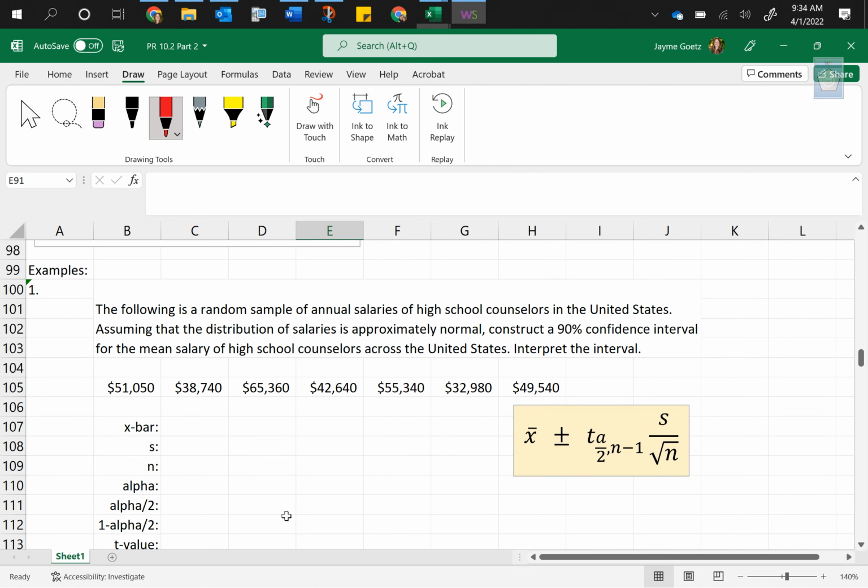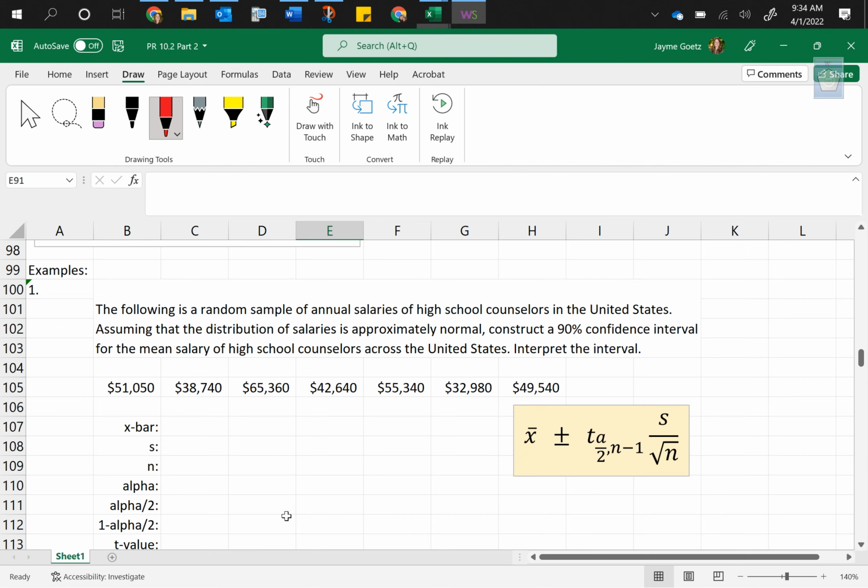The following is a random sample of annual salaries of high school counselors in the United States. Assuming that the distribution of salaries is approximately normal, construct a 90% confidence interval for the mean salary of high school counselors across the United States and interpret the interval. So we don't know the mean salary of high school counselors across the state. We don't know anything about it. We just have this small sample. So that means on that table we would go sigma unknown.